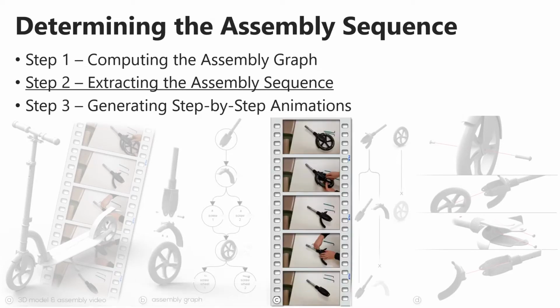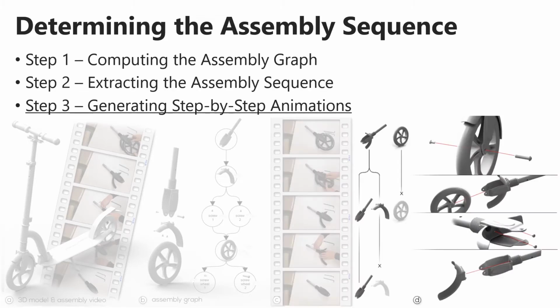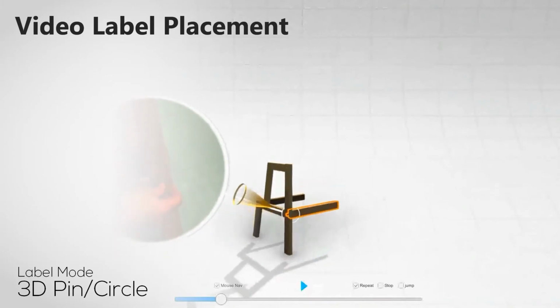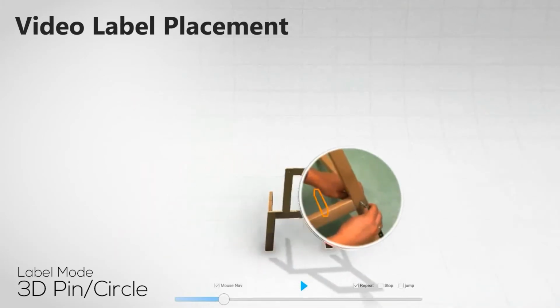We extract the assembly sequence from the video input in the second step. Finally, we generate step-by-step animations in the third step. We implemented 3 types of video label placement based on users' feedback.